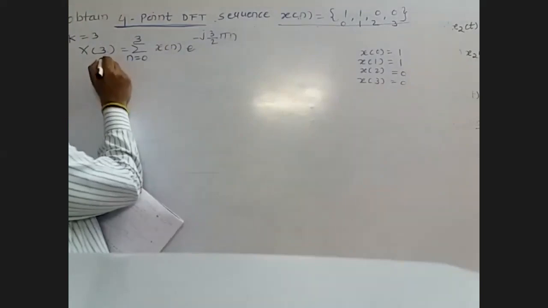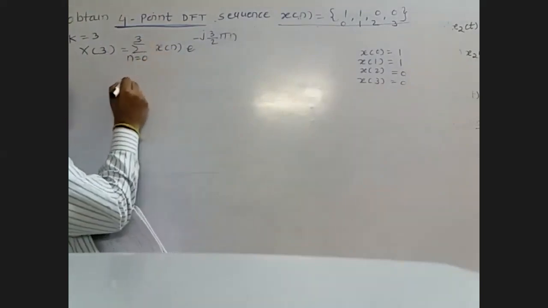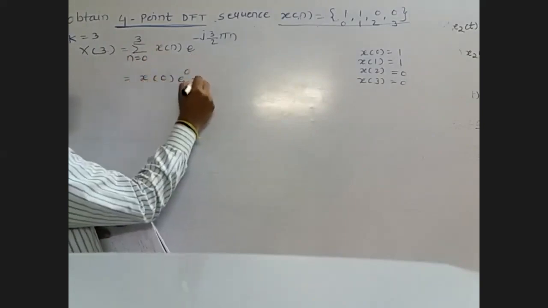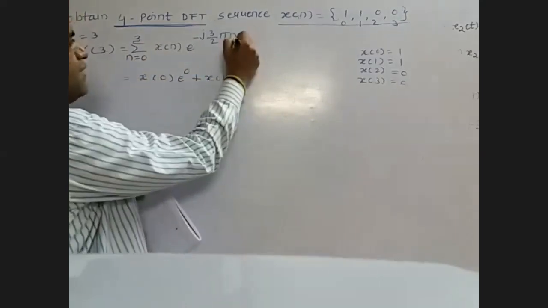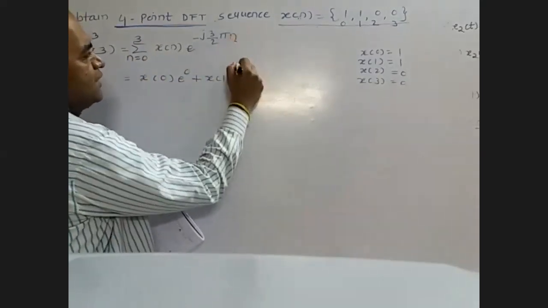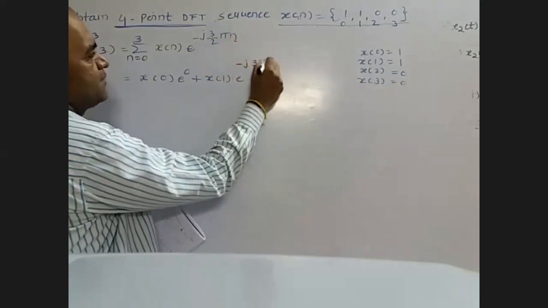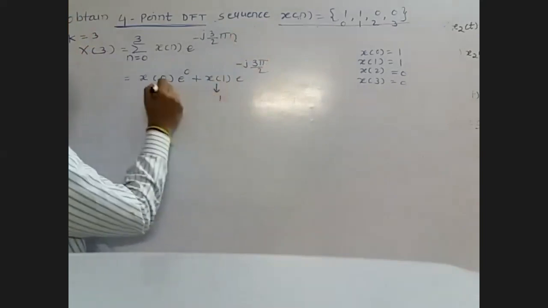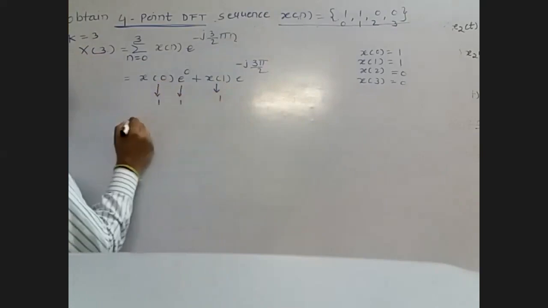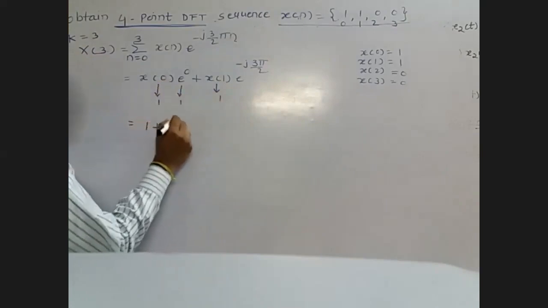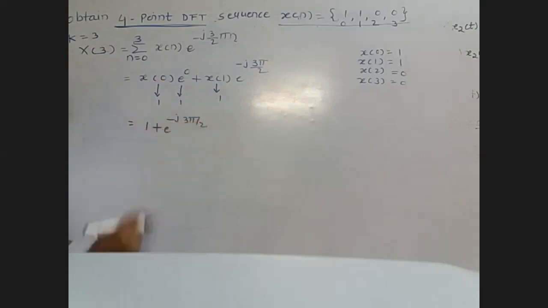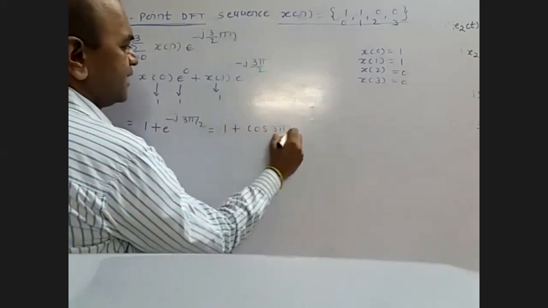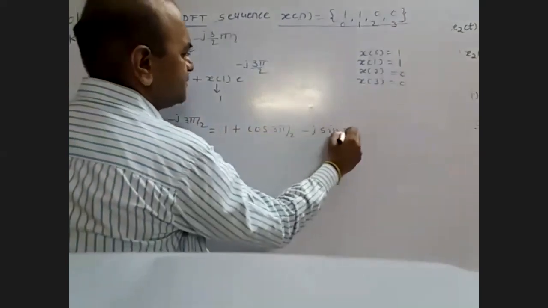I am putting the value of n is equal to 0 to 3. I solve this mathematical expression, that is x of 0 e raised to 0, plus x of 1 e raised to, now the value of n is equal to 1. So that's why I will get minus j 3 pi by 2. Okay, so here this value will be 1, this value will be 1. You will get 1 plus e raised to minus j 3 pi by 2. Okay, now we solve this expression. 1 plus cos 3 pi by 2 minus j sine 3 pi by 2.